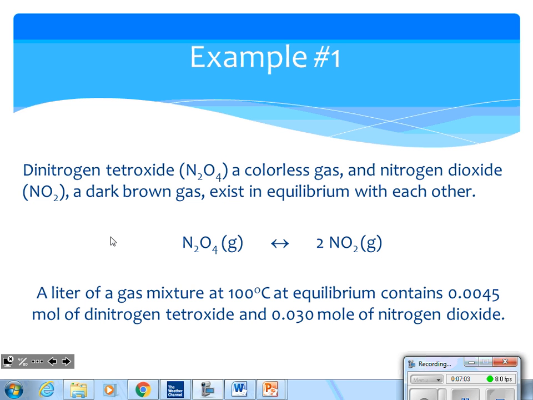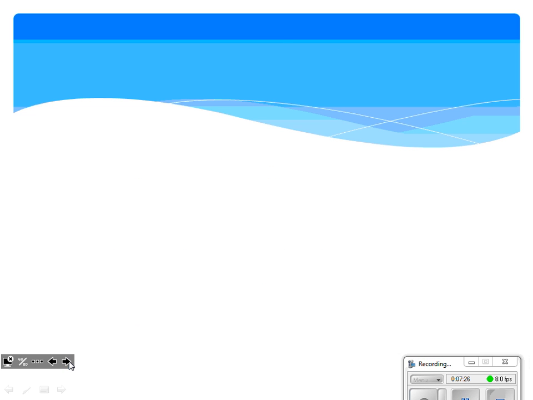And it says a liter of gas mixture at 100 degrees Celsius and at equilibrium contains 0.0045 moles of dinitrogen tetroxide and 0.030 moles of nitrogen dioxide. So what I need to do here is I first of all need to set up my equation.